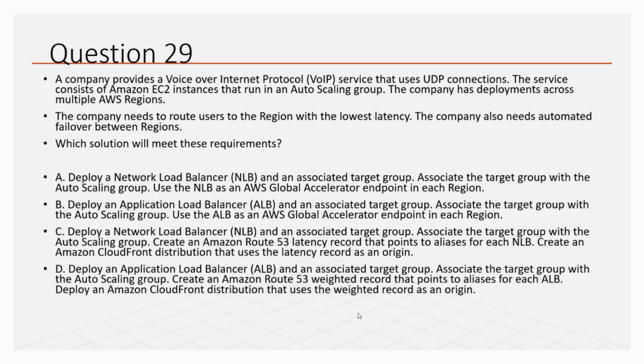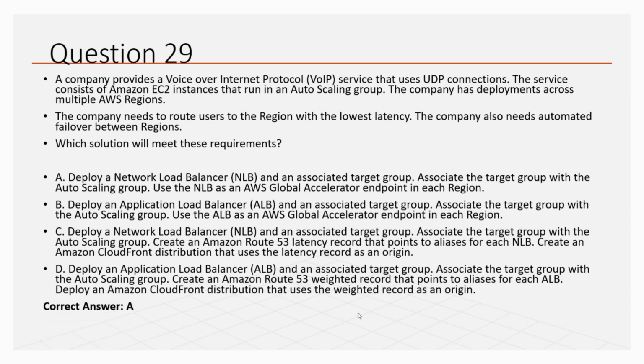Then option C, deploy a Network Load Balancer and associated target group. Associate the target group with the Auto Scaling group. Create an Amazon Route 53 latency record that points to aliases for each NLB. Create an Amazon CloudFront distribution that uses the latency record as an origin. Option D is deploy an Application Load Balancer and an associated target group. Associate the target group with the Auto Scaling group. Create an Amazon Route 53 weighted record that points to aliases for each ALB. Deploy an Amazon CloudFront distribution that uses the weighted record as an origin.